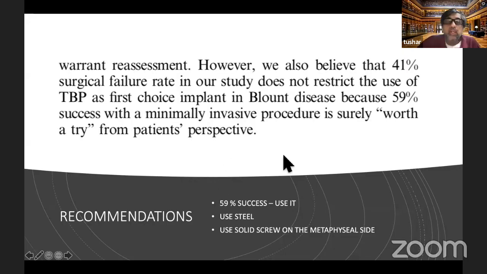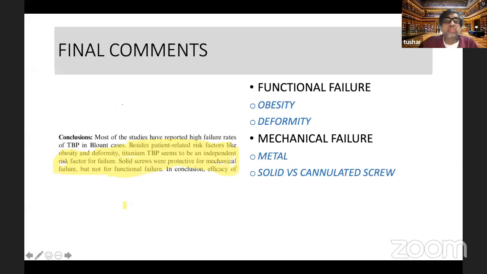Now, in their conclusion, in the abstract and their final conclusion, there is some sort of confusion. What they are saying is that they have a 40%, 41% surgical failure rate, but that should not restrict your use of the 8 plate or the tension band plate in Blount's disease, as it still has close to a 60% success rate. So you can continue using the 8 plate.